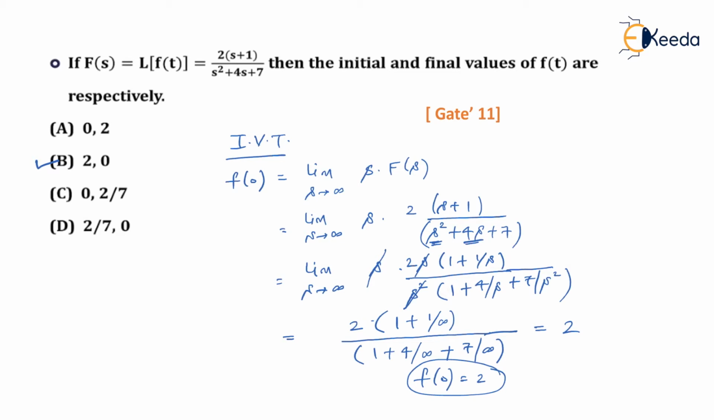In this case, sometimes you are lucky that you have calculated f of 0 and it is matching with only one option. It might not happen. It might happen that option A and option B have the same initial value. Then you have to go for the final value as well. In this case, I'll still calculate the final value.